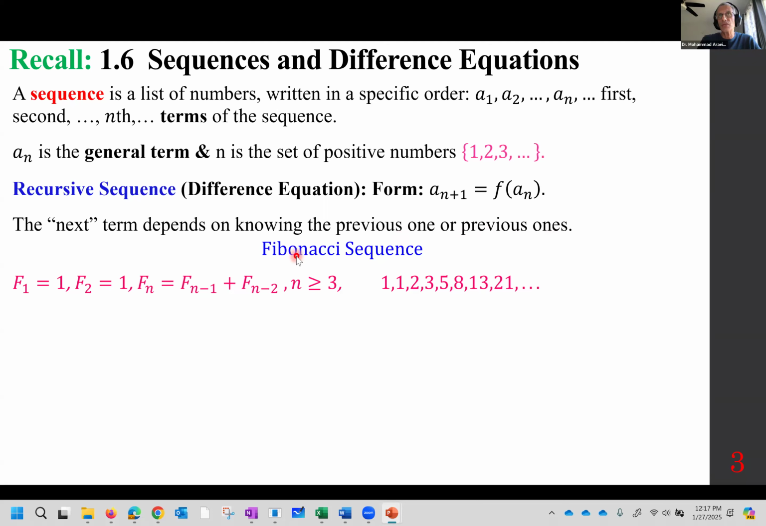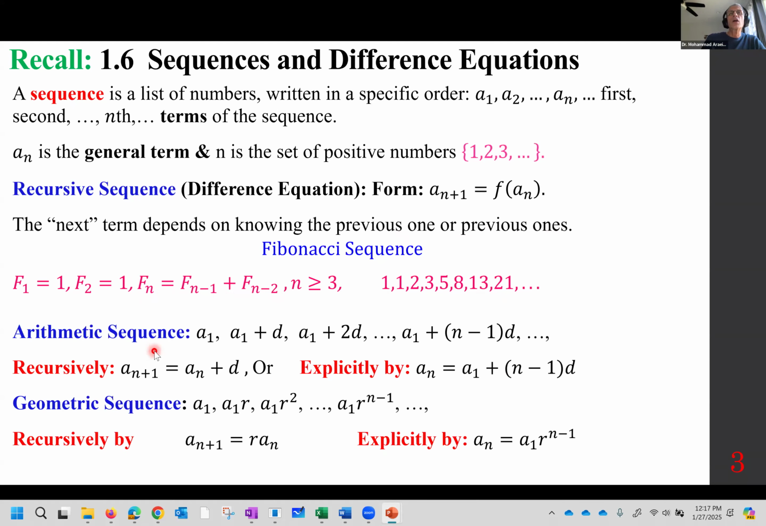An example would be a Fibonacci sequence, where f1 is 1, f2 is 1, and then f sub n is f sub n minus 1 plus f sub n minus 2. That means if you want a term, add the previous two terms. So you write 1 and 1, and then add them up, you get 2. Add these two, you get 3, and so forth. So if I want the next term, all I have to do, add these two, and I get 34.